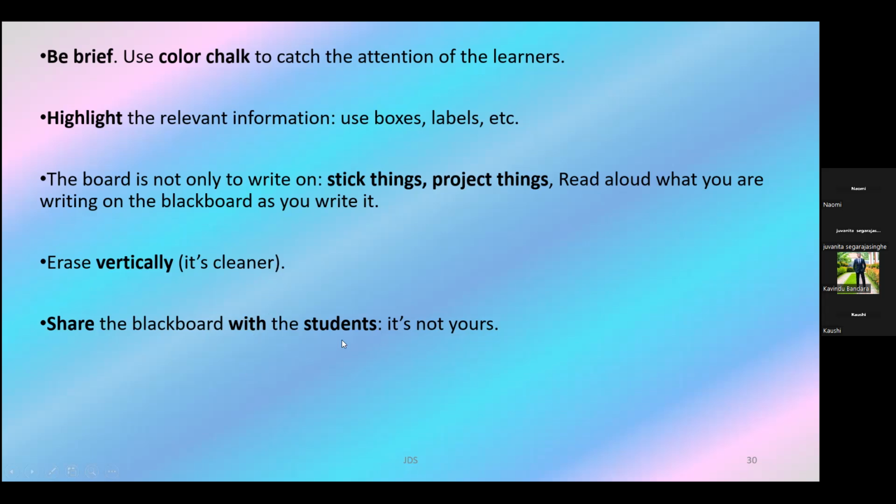Share the board with the students. Give them an opportunity to use the board. Ask them to come up to the board and write on the board, or maybe do something on the board, right? Connected to the lesson. Draw a picture or explain or whatever is possible.